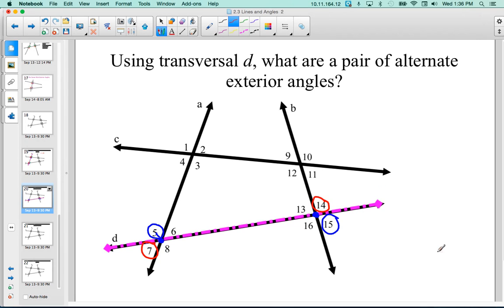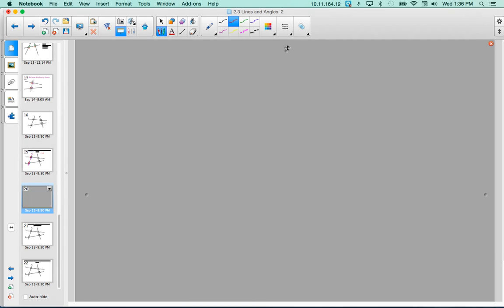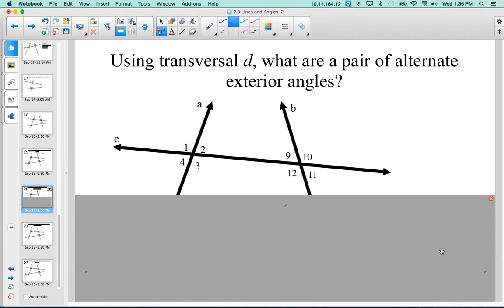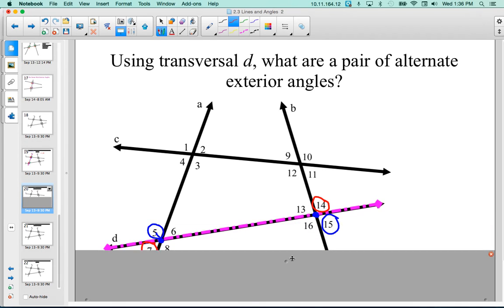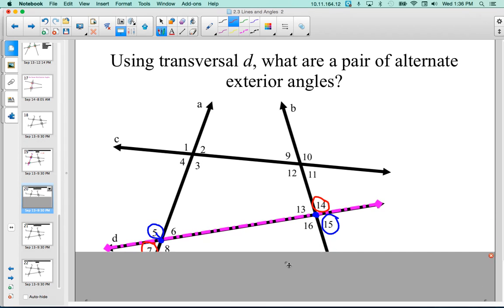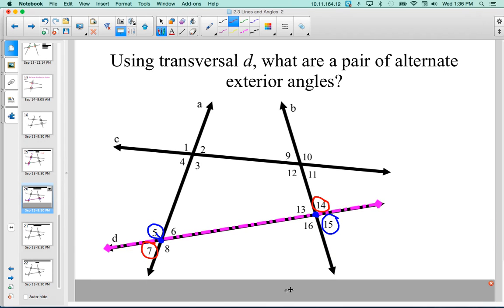One thing that I like to do if I'm working on this, if I don't want to get confused by these other 8 angles that are up here, is actually take my hand and cover up the page. So let's say our transversal is C. Well, I could cover up D and just focus on these 8 angles. Now I'd be doing it with my hand instead of this figure here, but same idea.